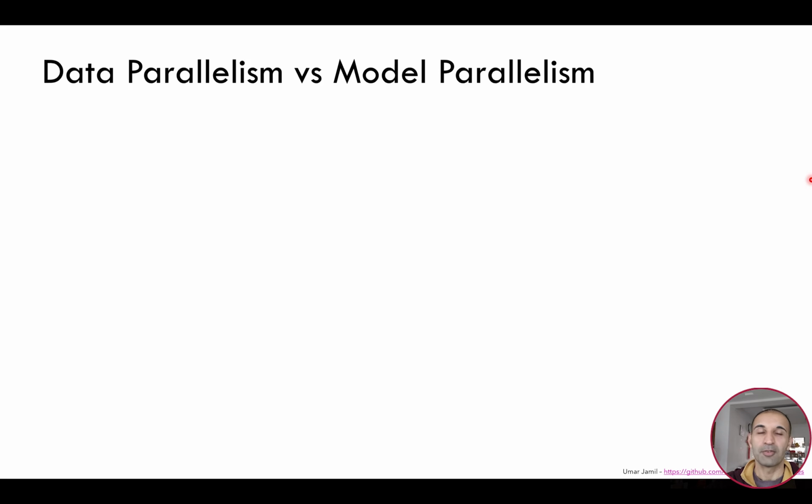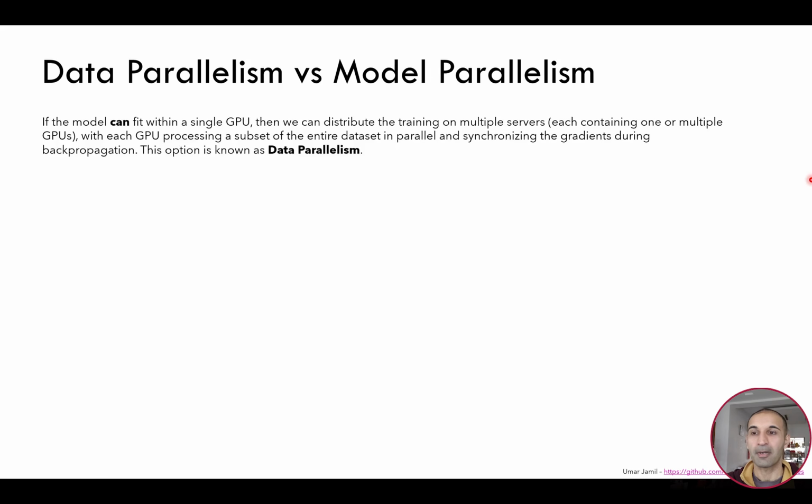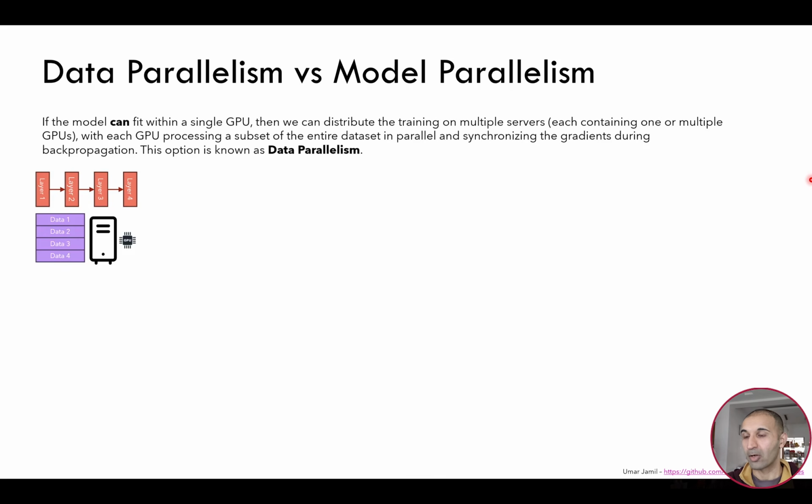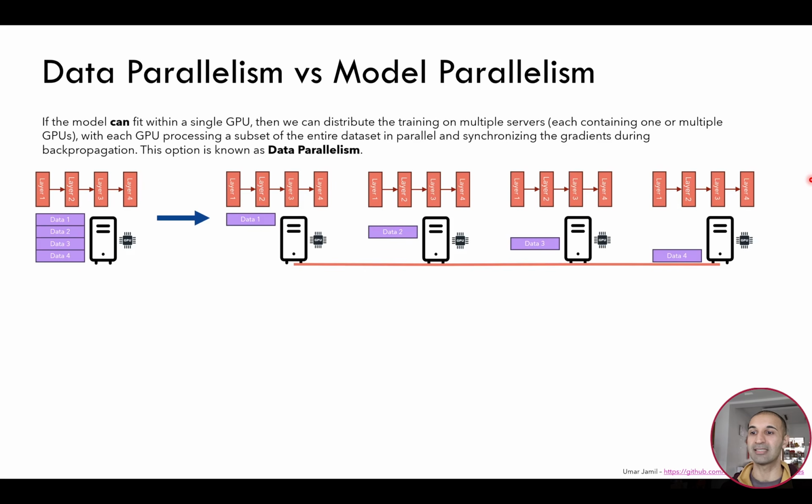There are two ways of distributing training of a model. One is called data parallelism and one is called model parallelism. If the model can fit within a single GPU, then we can distribute the training on multiple servers, each one having one or more GPUs, with each GPU processing a subset of the entire data in parallel and synchronizing the gradients during backpropagation. This technique is known as data parallelism. So we have one model that can fit within a single GPU, and we have a lot of data. What we do is split this data into subsets and we train it on multiple computers in parallel, such that each GPU is training on a subset of this entire data set.